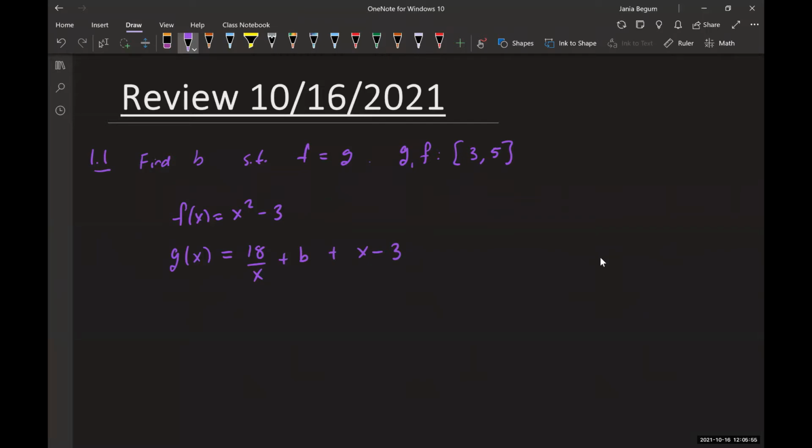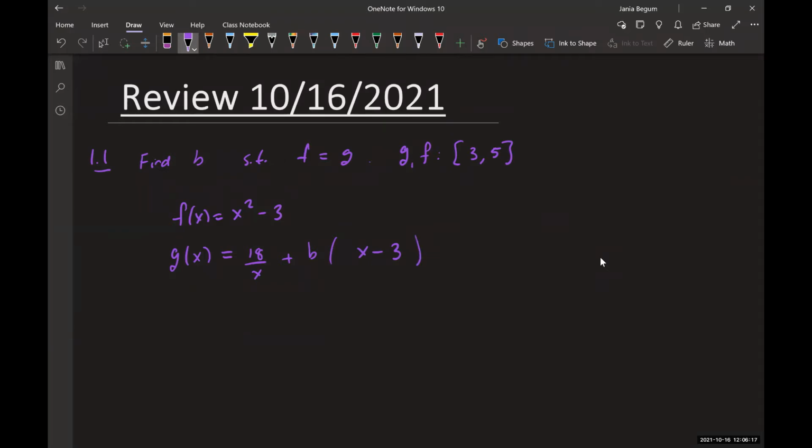Like that? For g, it's b parentheses x minus 3. So 18 over x plus b, and then like this, right?